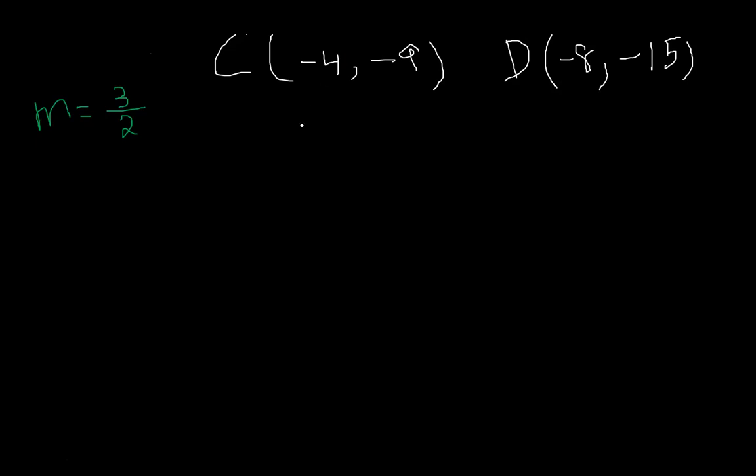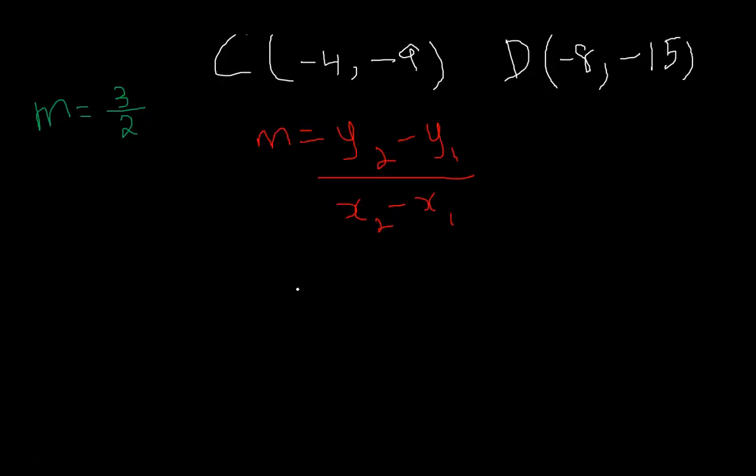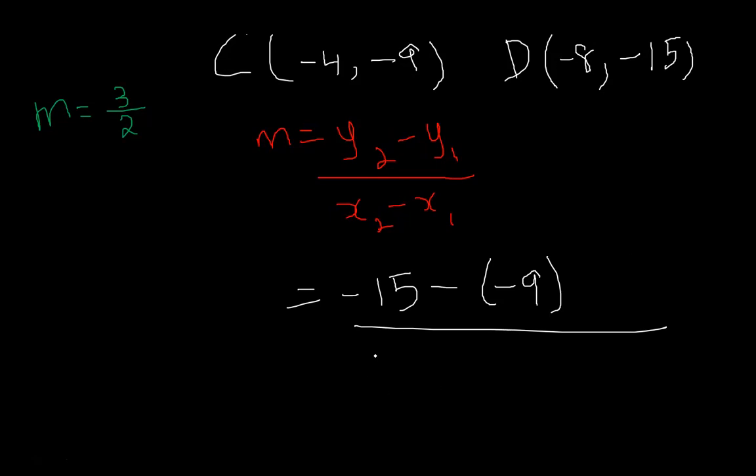Right. So let's say my x1 is minus 4, my y1 is minus 9, x2 is minus 8, and y2 is minus 15. The formula is m is equal to y2 minus y1 over x2 minus x1. So remember, it does not matter. In this case, I just want my y2 to be minus 15 and my y1 to be minus 9. Remember the minus, minus 9, don't let that trick you. I want my x2 to be minus 8, minus, minus 4.